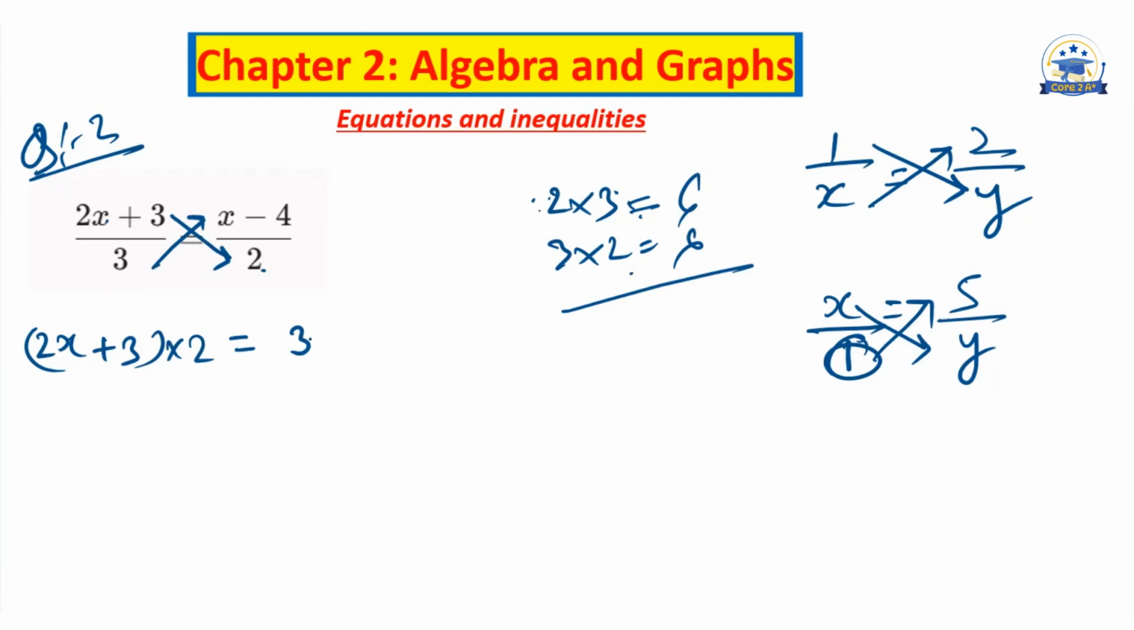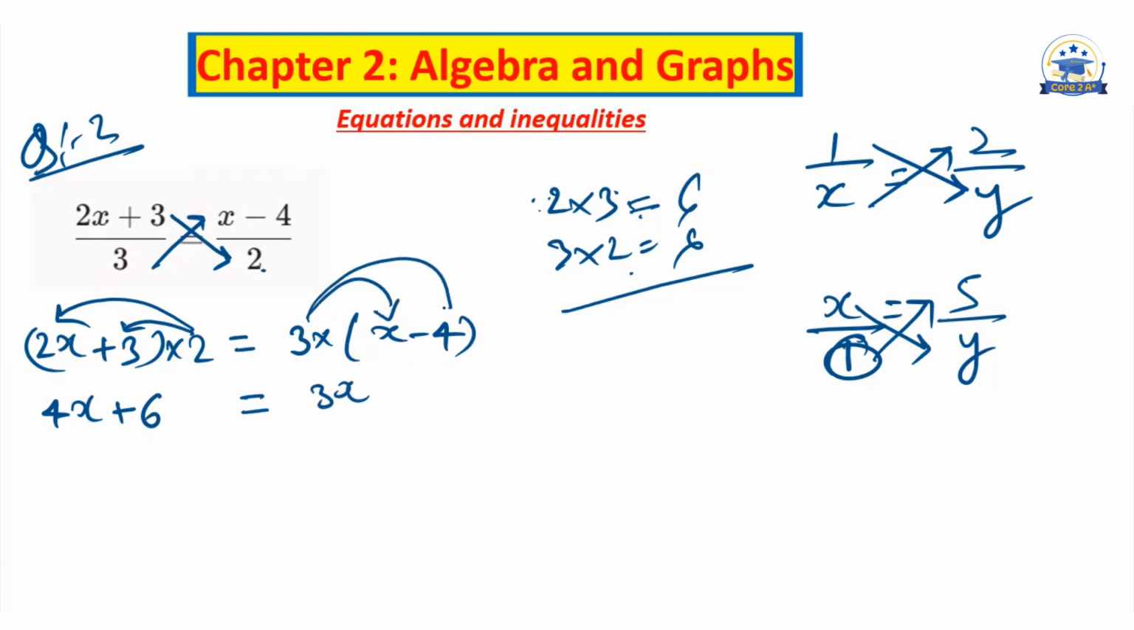Similarly, 3 times x minus 4. Okay, now as we did in the previous question, 2 times 2 is 4x, 2 times 3 is 6. In the right hand side, 3 times x is 3x, 3 times 4 is 12, but the sign would be negative. Why? Because there is a negative sign.